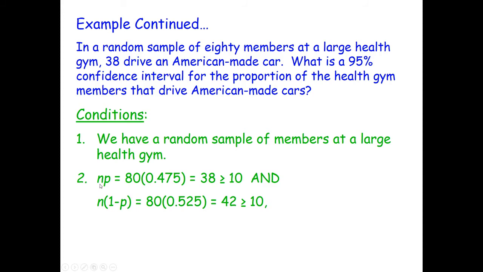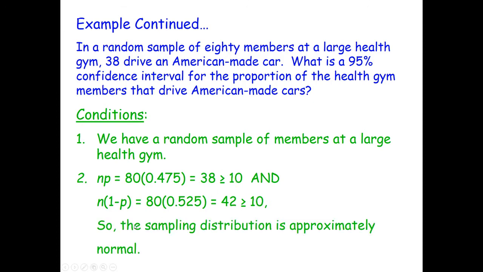Step 2, we want to check for normality. Is n times p, and really it's n times p hat, these should have hats on them, and n times 1 minus p hat, are they greater than or equal to 10? Yes, 38 and 42 are, in fact, larger than or equal to 10. So the sampling distribution is approximately normal. We've checked our two conditions. These need to be met in order to do the next step, which is our math.